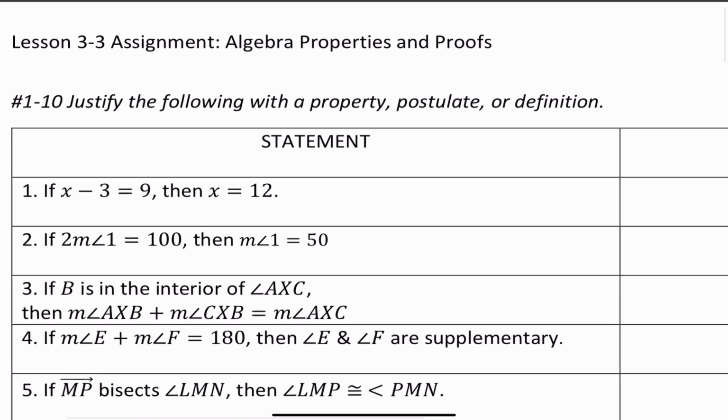So let's take a look at the statement. Number 1, if x minus 3 is equal to 9, then x is equal to 12. So it's basically saying, okay, this is my hypothesis, this is the conclusion. So this is the cause, what's the effect? The effect would be x is equal to 12. So I'm adding 3 on both sides, just like a regular algebra problem, right?